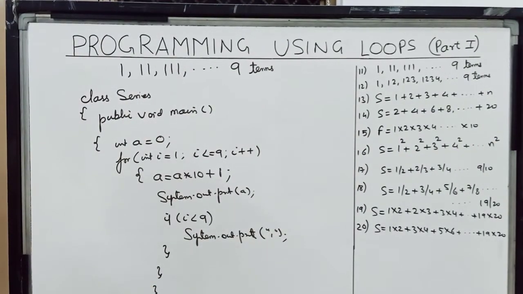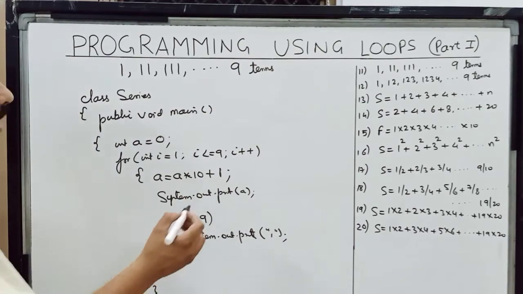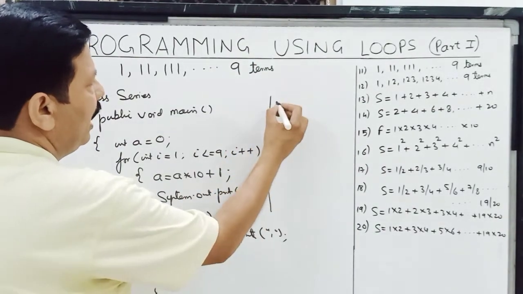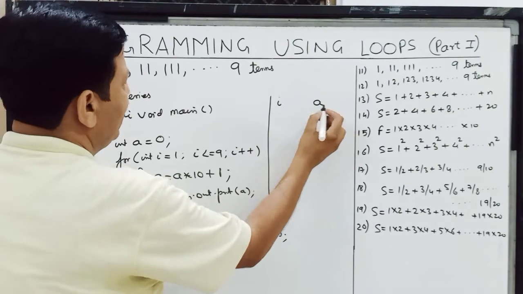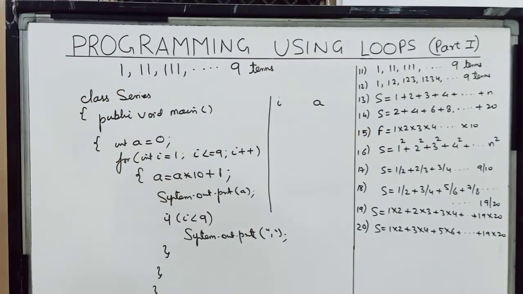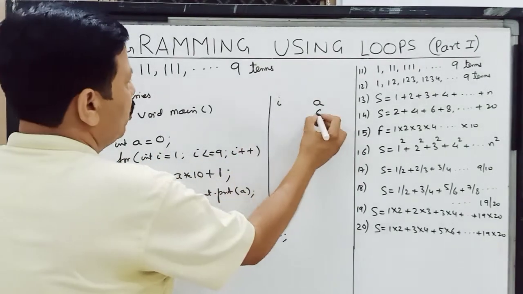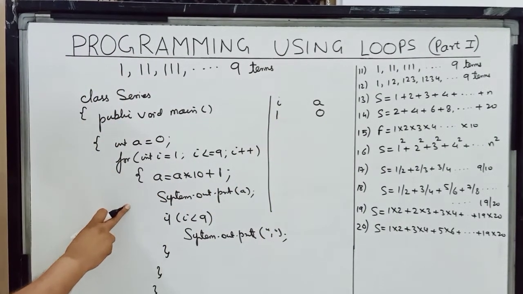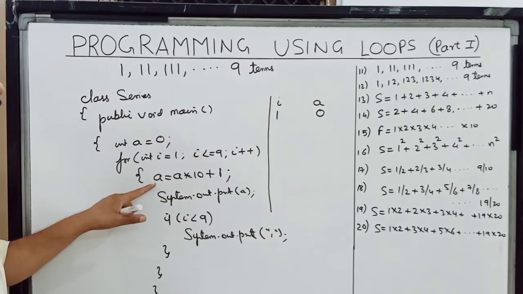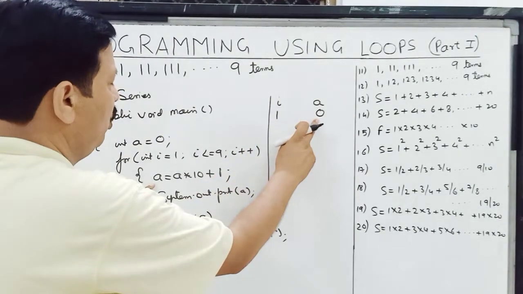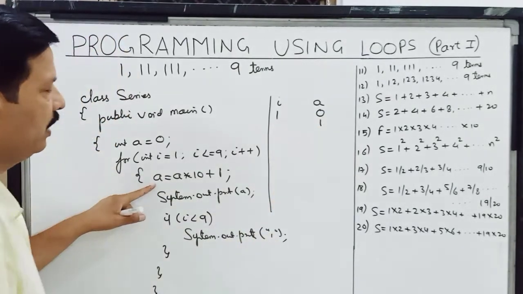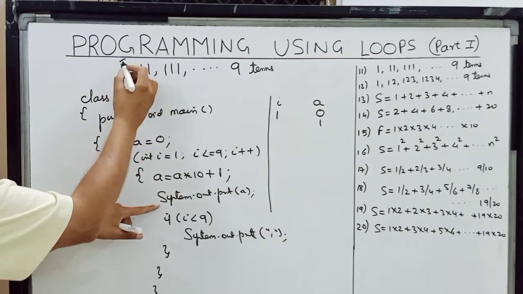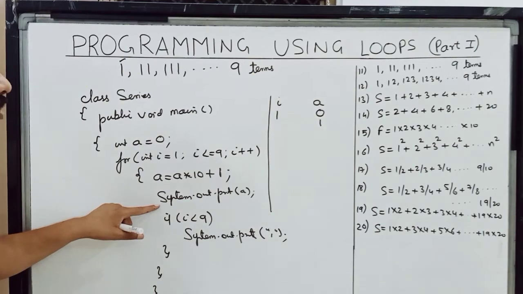Now children, I hope you have written this series. Now we'll see how this series is working. I am going to make a dry run of it. Now dry run is made like this. I have 2 variables, i and a. Initially a is equal to 0, and when the loop executes the first time, I am saying a is equal to a into 10. So 0 into 10 is 0, and plus 1 makes 1. And then I print a, so this value gets printed. Comma will also get printed.